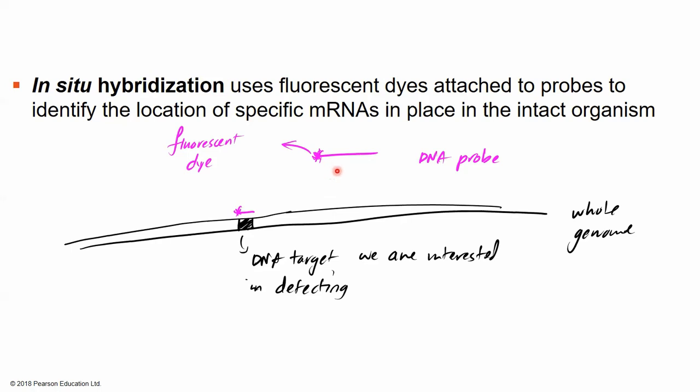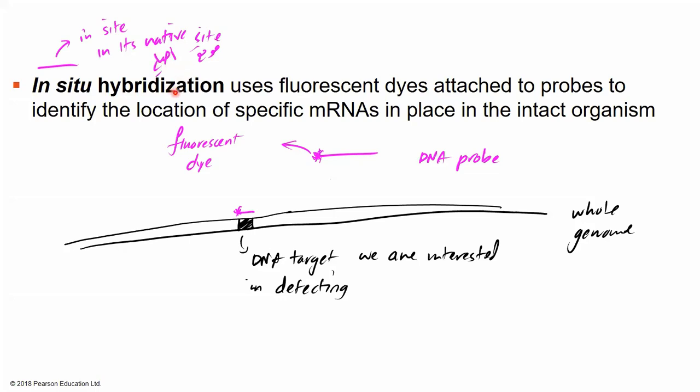Now let's see how probes could be used for different techniques. The first technique that we're going to discuss is called in situ hybridization. In situ means in site, or in its native site.